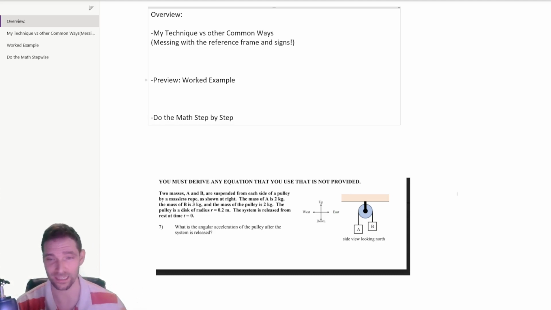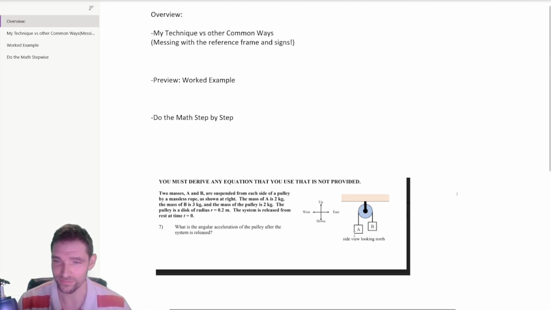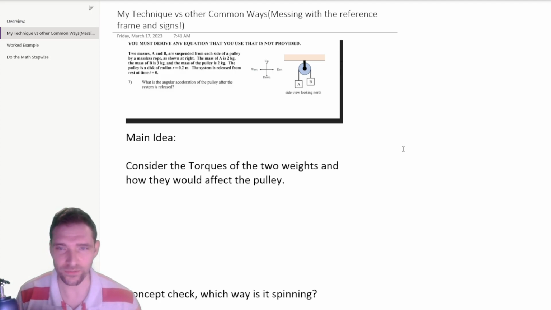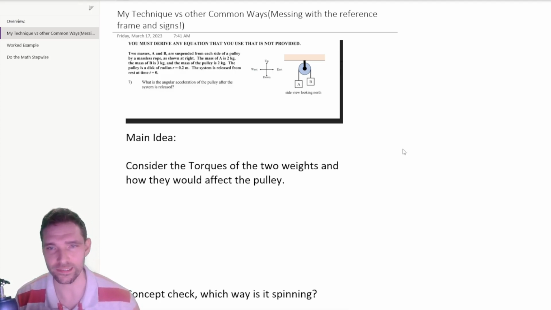It's going to take a long time to do this problem. They're kind of complicated to wrap your brain around. Math isn't so bad, but it's kind of hard to figure out what's what. So the main thing here is that you want to know which way this is going to spin. That's the main idea on this. And so we're considering the torque of these two, and I know one of them's bigger than the other. Like I know B is heavier.